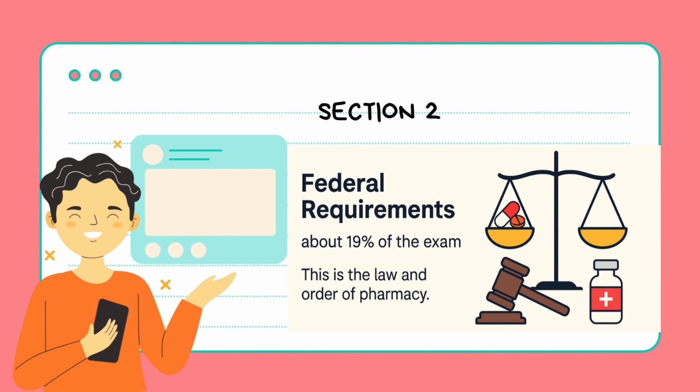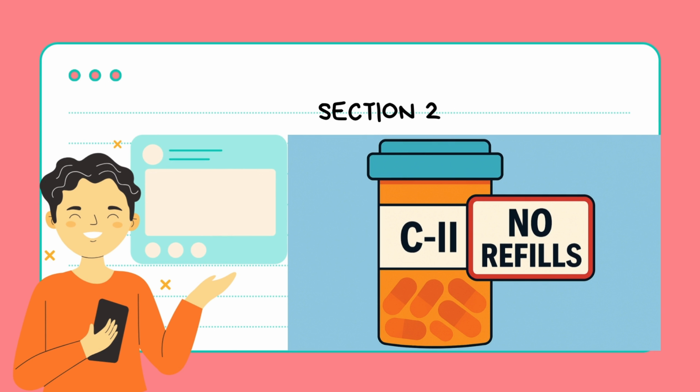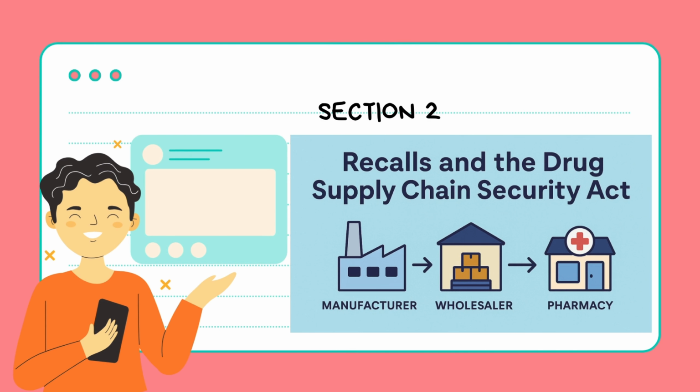Section 2. Federal requirements, 18.75%. Next is federal requirements, almost 1/5 of your exam. Here, you need to know the rules. How to handle hazardous and non-hazardous drugs safely. DEA rules for controlled substances, like C2 medications such as oxycodone cannot be refilled. REMS programs for high-risk drugs like isotretinoin. Medication recalls and FDA's Drug Supply Chain Security Act, which ensures every medication can be tracked and traced. Think of this section as the law and order of pharmacy.